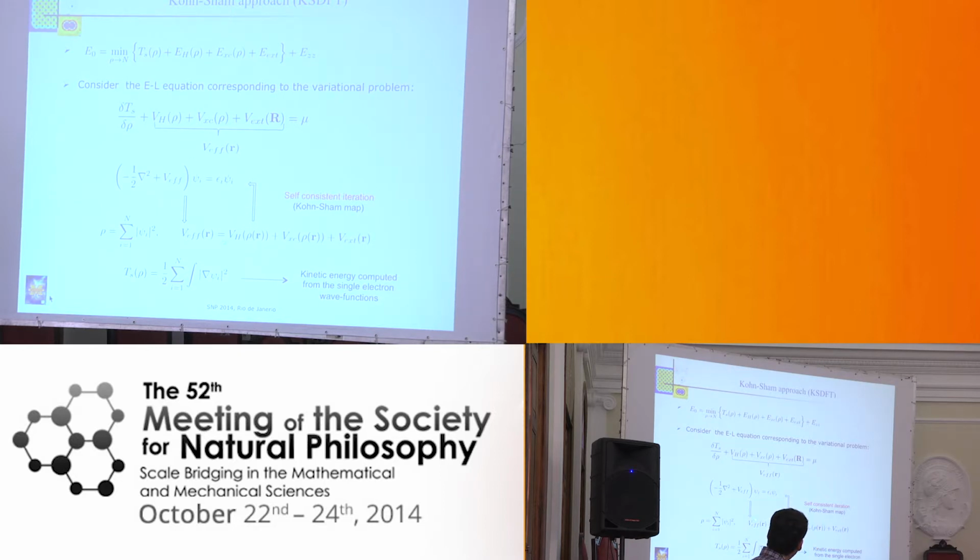This effective potential is a functional of the electron density, and this electron density is again computed from the wave functions that are solutions of this eigenvalue problem. So one has to solve this in a self-consistent manner. That particular process is called a self-consistent field iteration of the Kohn-Sham map.